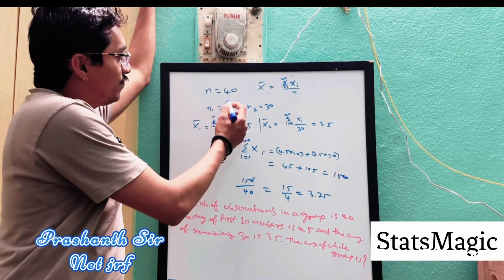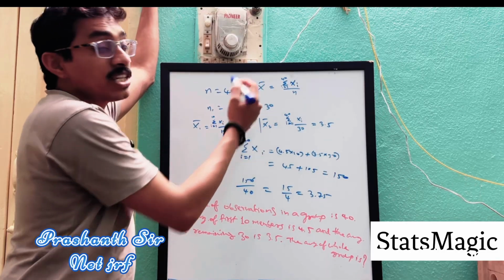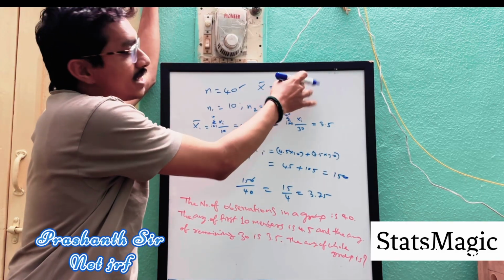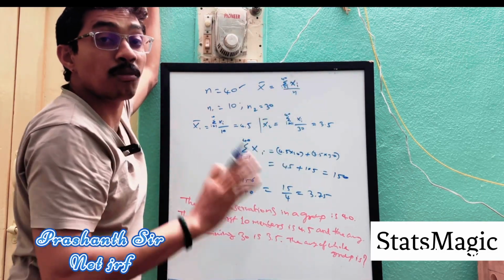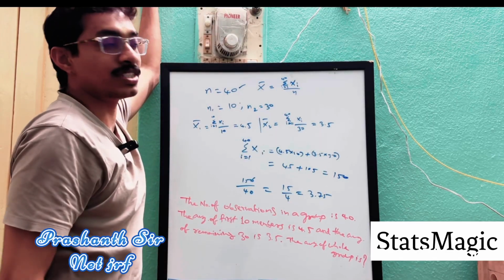Okay, see, they have given n equal to 40. So total observations are 40. So what is the formula for the mean? X bar equal to summation xi by n. That means summation xi is the sum of observations, divided by n, the number of observations.